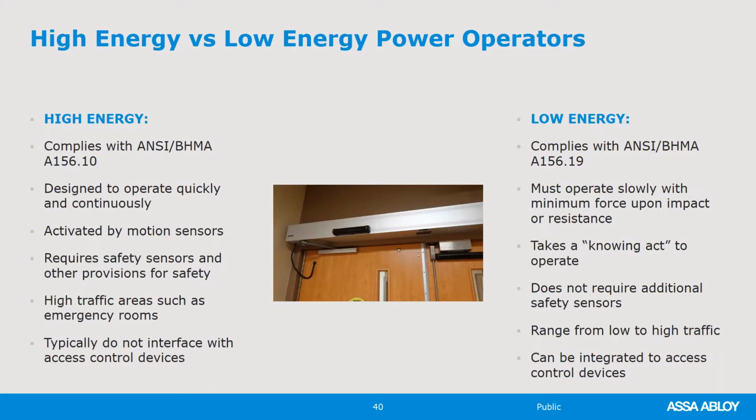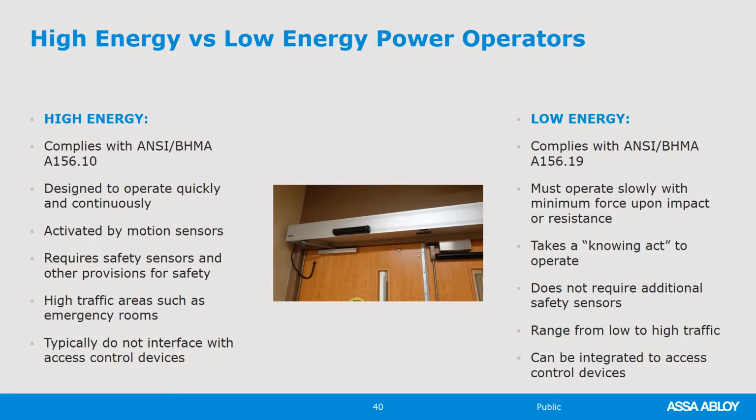Some of the typical differences: high energy operators comply with ANSI BHMA A156.10. They are designed to operate quickly and continuously. They're activated by motion sensors. They do require safety sensors and other provisions for safety because the door flies open quicker and it's a non-knowing act. That motion sensor is going to trigger that door to fly open, and the safety sensor will make sure that the door doesn't hit somebody that may be on the other side. They're great for high traffic areas such as emergency rooms. They typically do not interface with access control devices.